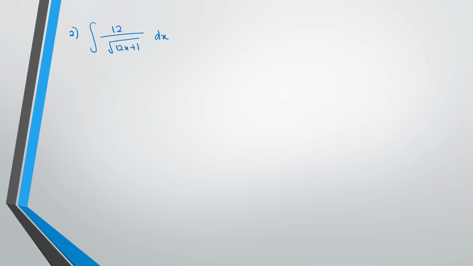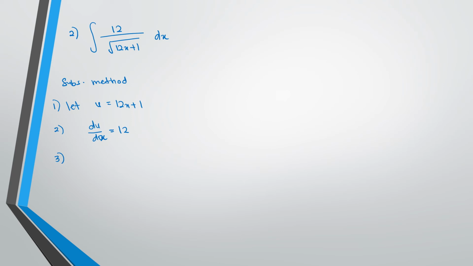Okay, example involving surd. So how you want to integrate involving surd, which is power of 1 over 2. Okay, so first I use substitution method. So first step, let u equal to 12x plus 1. Okay, so second step, you find differentiation of u. So du over dx equal to 12. Okay, so third step, kita nak dx.